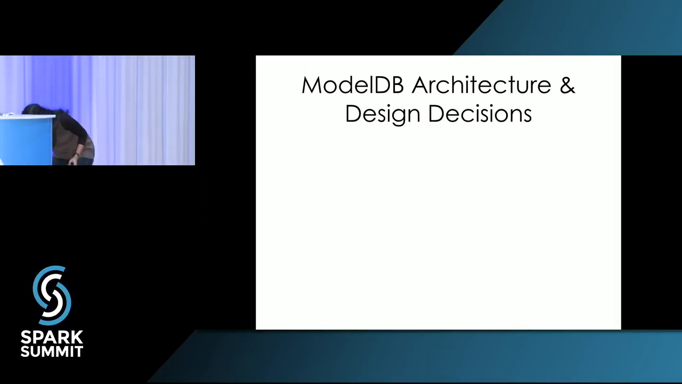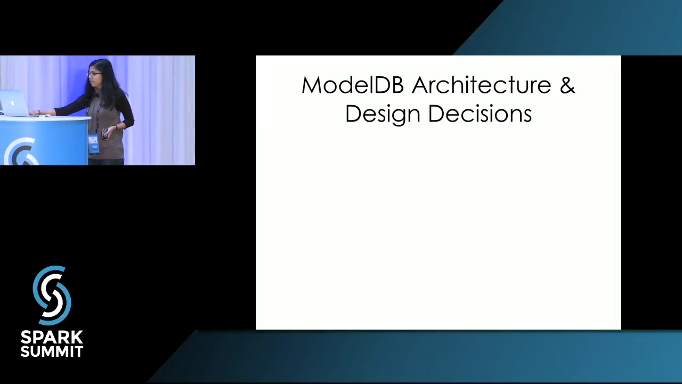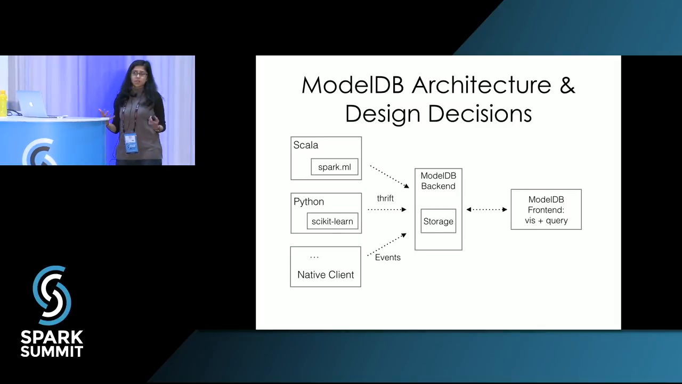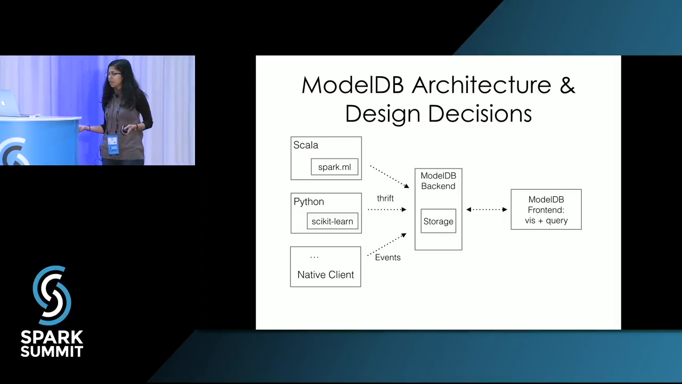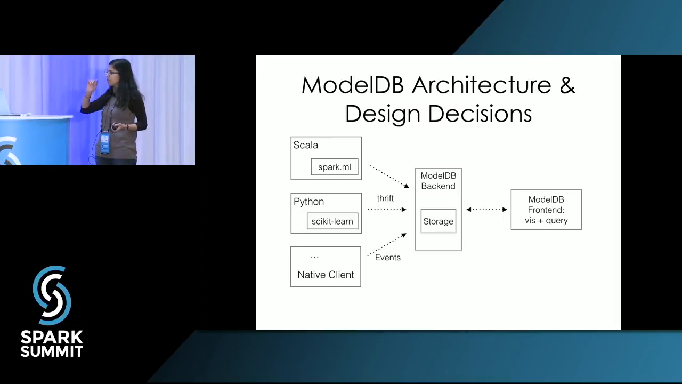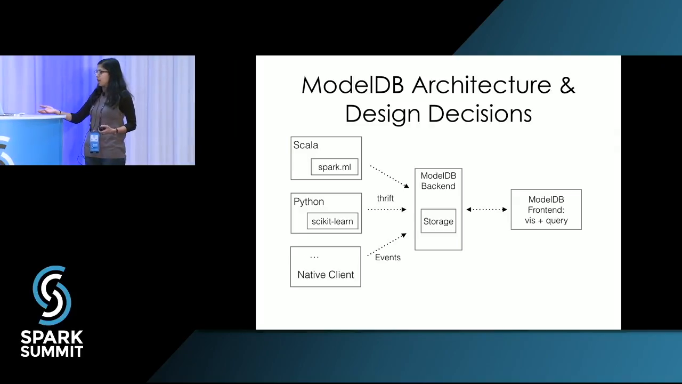All right, so let me touch upon some of the design decisions that we made. ModelDB adopts a modular architecture. We have a few native libraries right now for spark.ml and scikit-learn. And these libraries talk to the ModelDB backend through a Thrift API. The reason for using Thrift is, of course, we want to add other connectors to, say, R or Lua or whatever language you're interested in. And everything is stored in terms of events. If you're familiar with web programming, it's sort of an event-driven architecture in some sense. There's a fit event, there's an annotation event, there's a transform event, and so on.